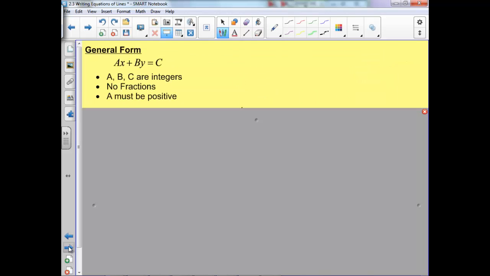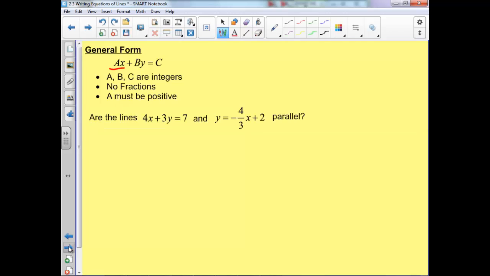General form is the way that equations are typically written. And the key things here are a, b, and c need to be integers, which means there's no fractions. And then this leading coefficient needs to be positive. And we're more worried about, given equations in this form, how we can deal with them. So first off, are these two equations, are the lines going to be parallel? This second one's already easy. We know our slope is negative 4/3.